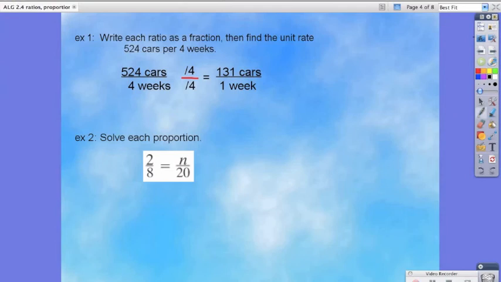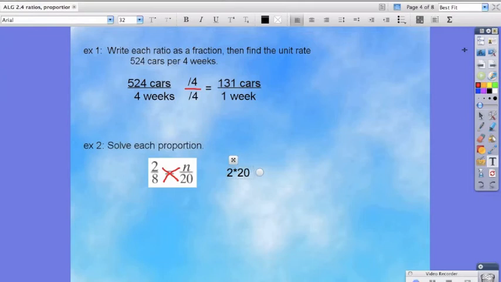For the second problem, notice again that we have two fractions with an equal sign in between. So now we're going to take a cross product where we're going to multiply 2 times 20. Again, we did not touch the equal sign, so we're going to bring it along. And 8 times n. So in order for us to solve for the variable, we're going to do some quick simplifying. So 2 times 20 is 40, and 8 times n is 8n.